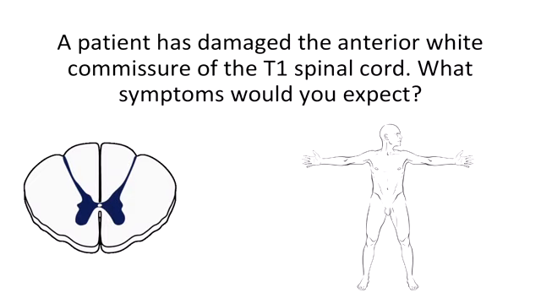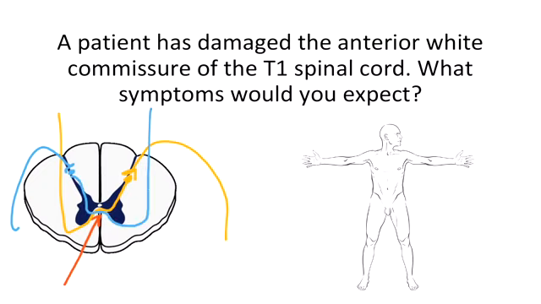Now let's do another question. Let's say a patient has damaged the anterior white commissure of the T1 spinal cord. What symptoms would you expect? So recall that the anterior white commissure is right there, and it's used by the spinothalamic tract. Recall that as the signal enters, synapses in the posterior horn, then decussates in this white matter here, and then travels up. Same thing with the other side. Synapses here in the posterior horn, uses the anterior white commissure, and then travels up.